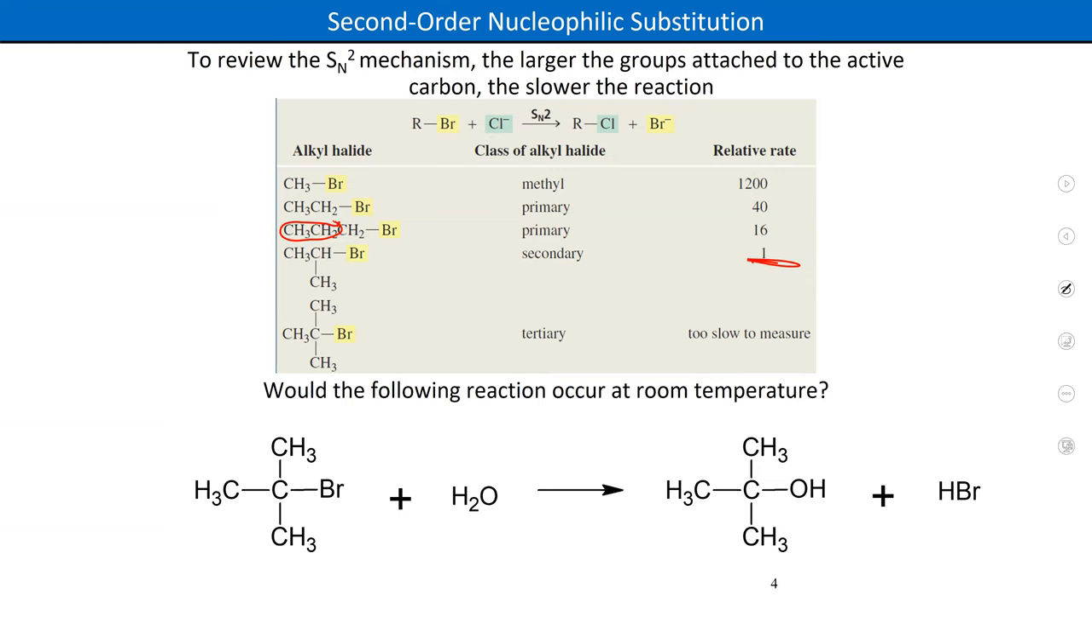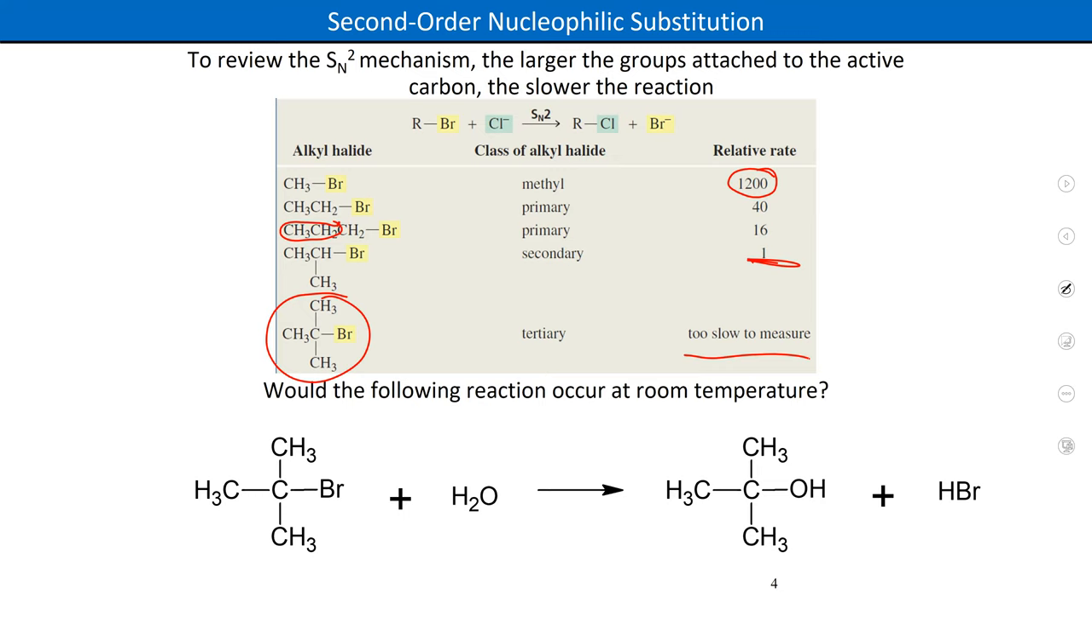That's 16 times faster. And if it's just a methyl group instead of an ethyl group, 40 times faster. And if you go all the way to a methyl carbon, 1200 times faster. And because we have those exponential relationships, small differences in activation energy or in that pre-exponential Arrhenius factor wind up having a really big impact on measurable rates, to the point where if it's a tertiary group, you can effectively just say it doesn't happen.